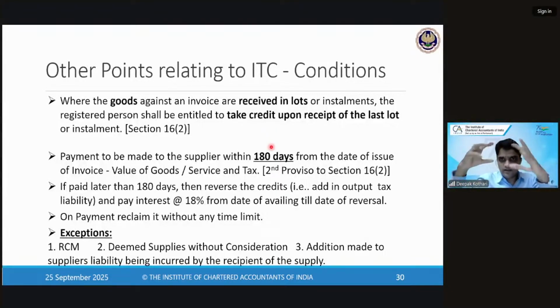Are you kind of correlating what we discussed in value of supply and ITC? As it said, ITC we have touched across in various chapters. So value of supply, maybe we have included the concept of ITC.